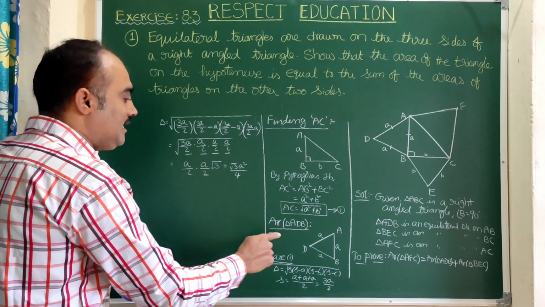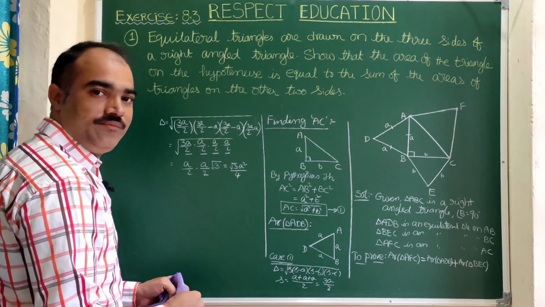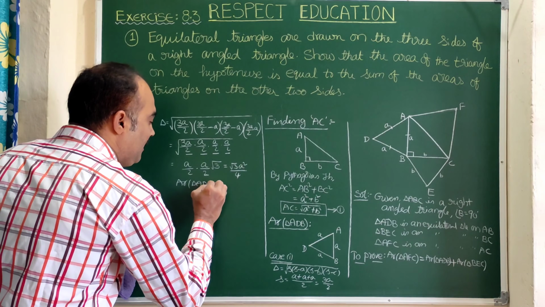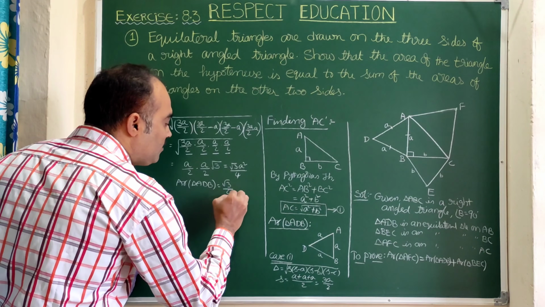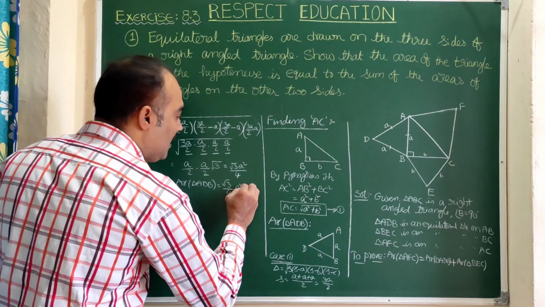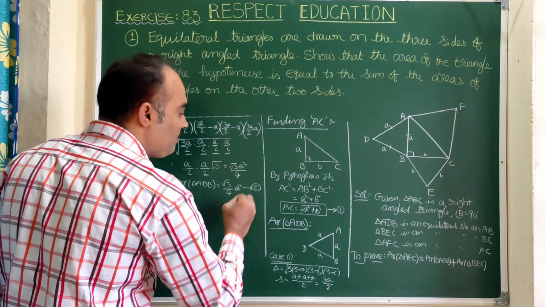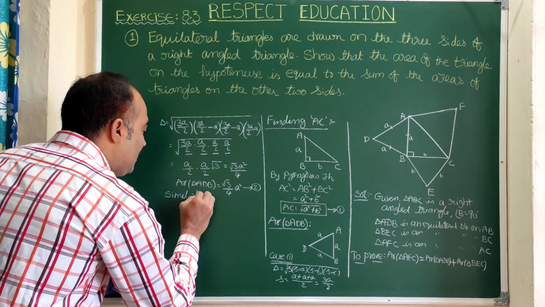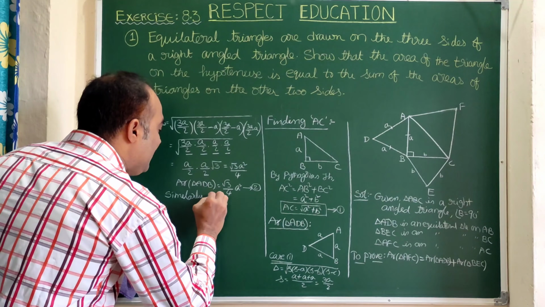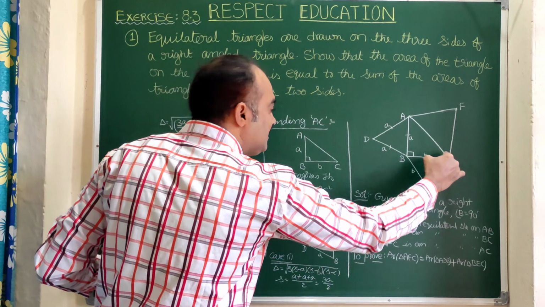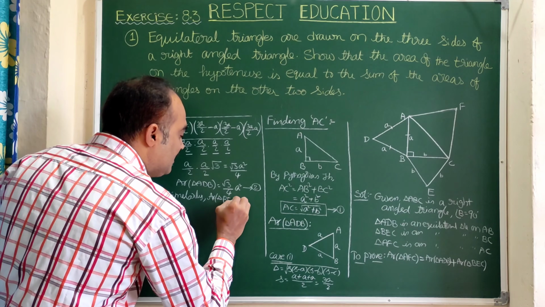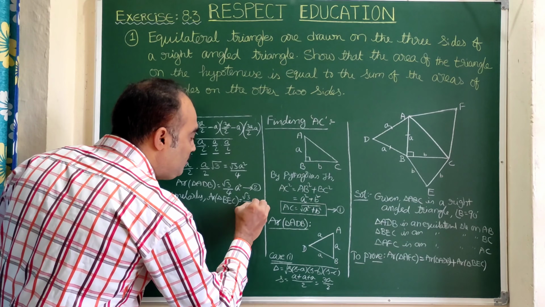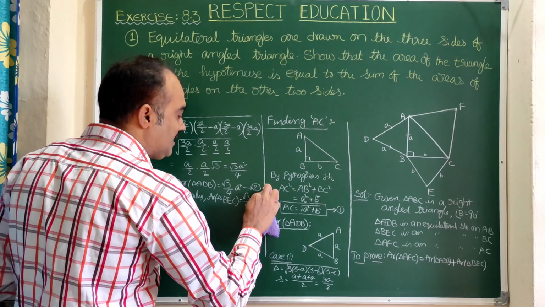So now this is the area of triangle ADB whose side is A. That is root 3 by 4 into side square, here side square is A square. Let us take it as equation number 2. Similarly, we can write area of triangle BEC, whose side is B. So here it is root 3 by 4, side square means B square will come. Let us take it as equation number 3.